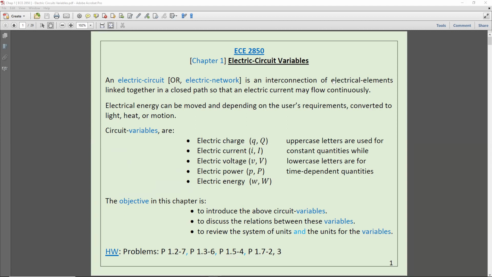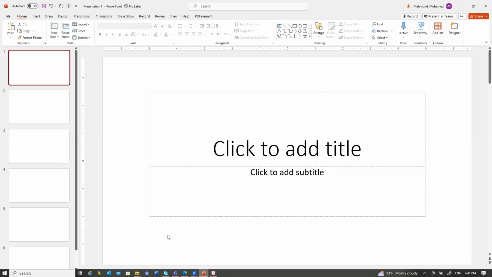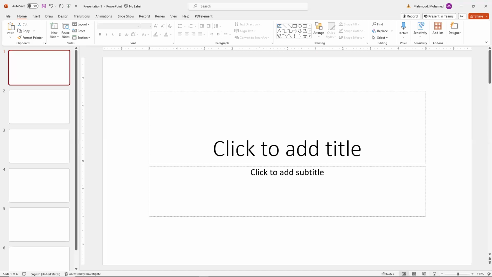So we have electrical elements. We have to connect these elements together in a closed path. It has to be a closed path so that electric current may flow continuously. Because this PDF does not allow me to write on the screen, I'm going to go to PowerPoint.